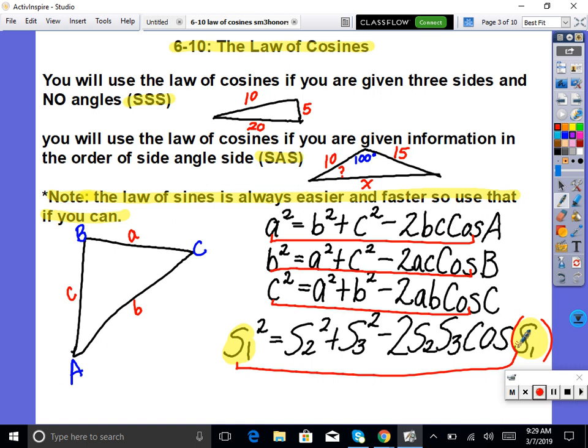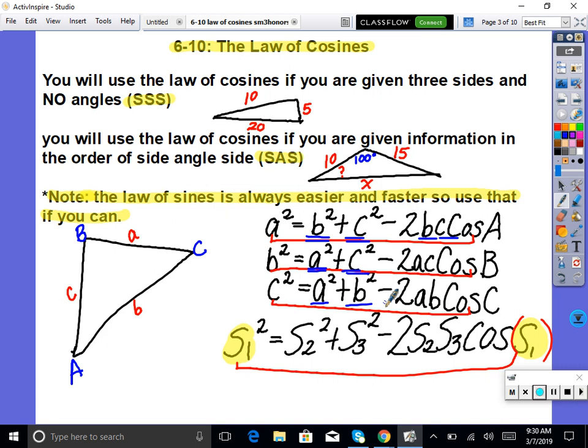Now, to me, I noticed also a pattern here. Notice in this, it says b squared plus c squared minus 2, and then it's always times b times c. So it's always minus 2 times that times that. See, look. A squared plus c squared minus 2 times that times that. See, minus 2 times that times that. So just, you're going to hear me say that a lot. You guys kind of see the pattern?